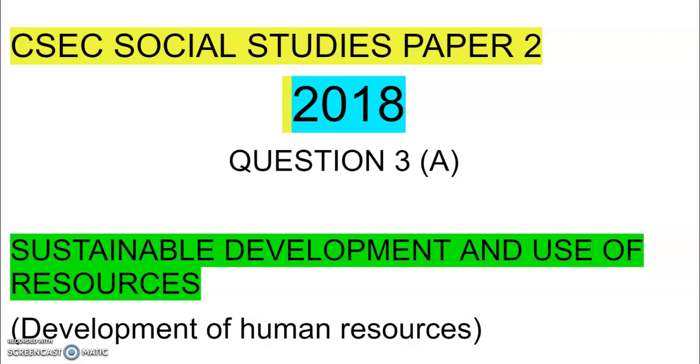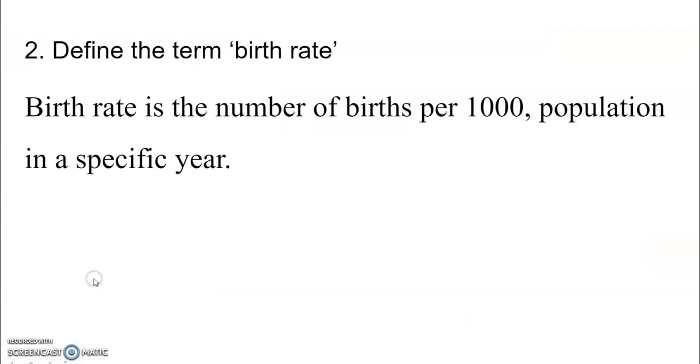Today we are continuing the CSEC Social Studies Paper 2 2018. We are specifically looking at question 3A of this paper, the question on sustainable development and use of resources. All right, so we're going to begin now.